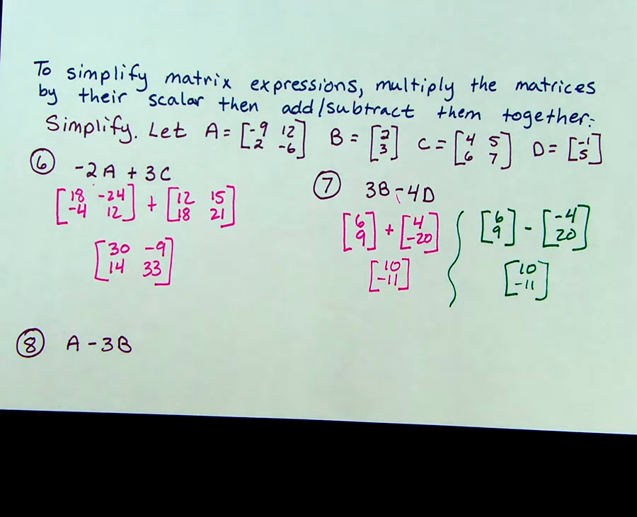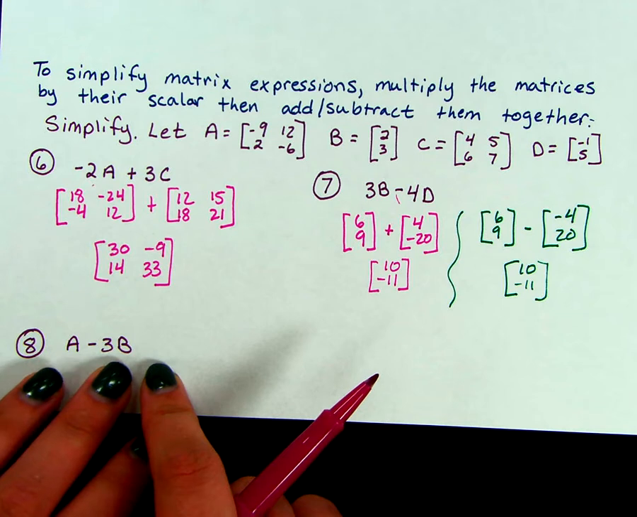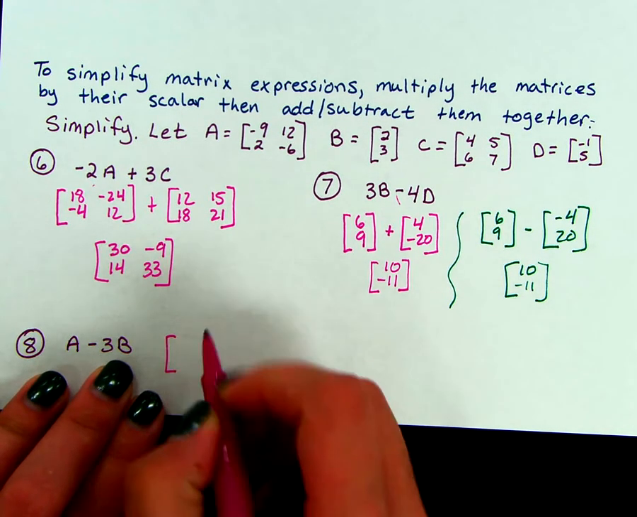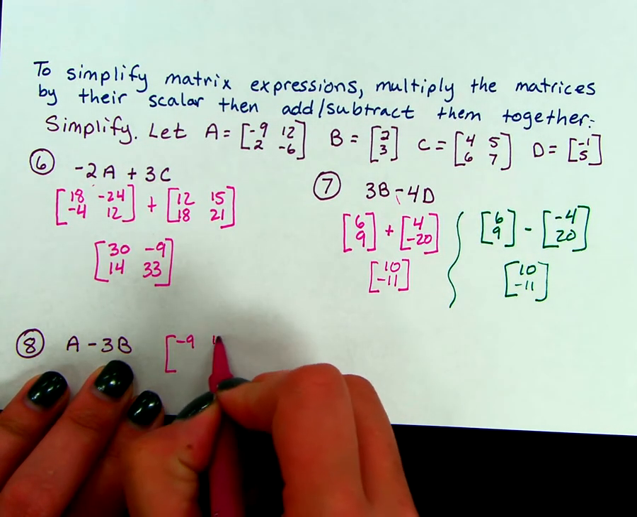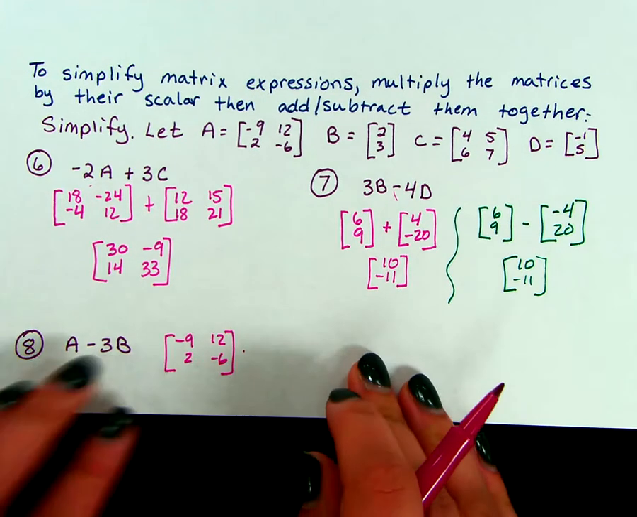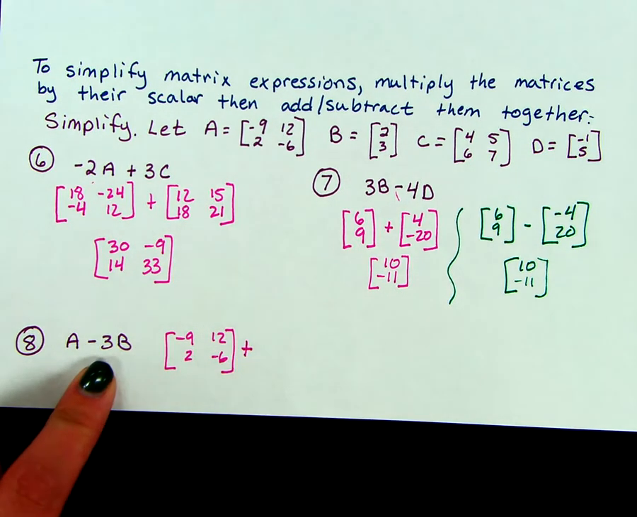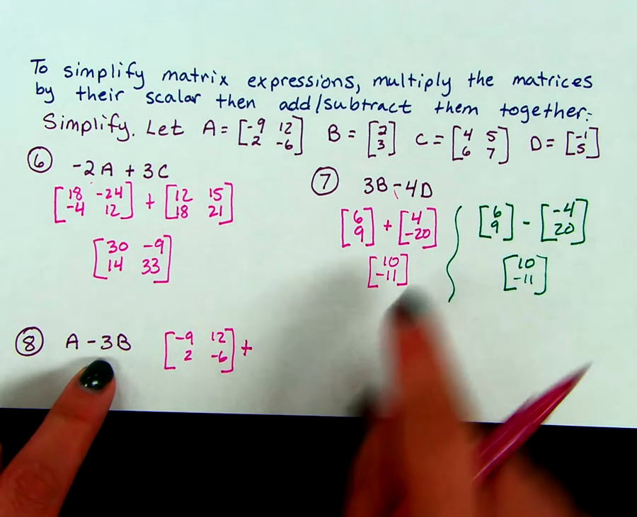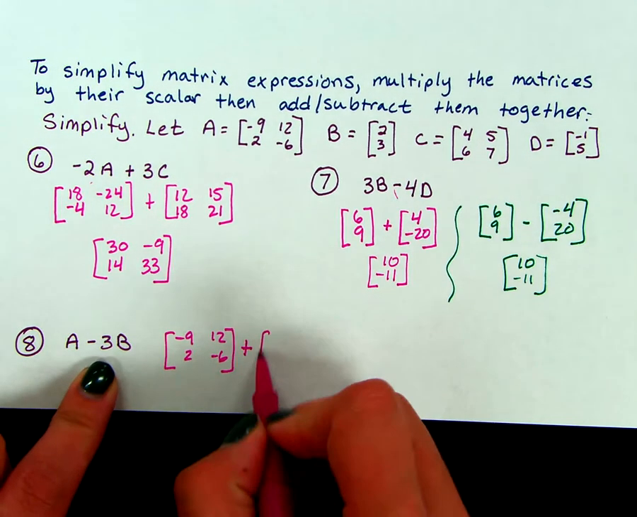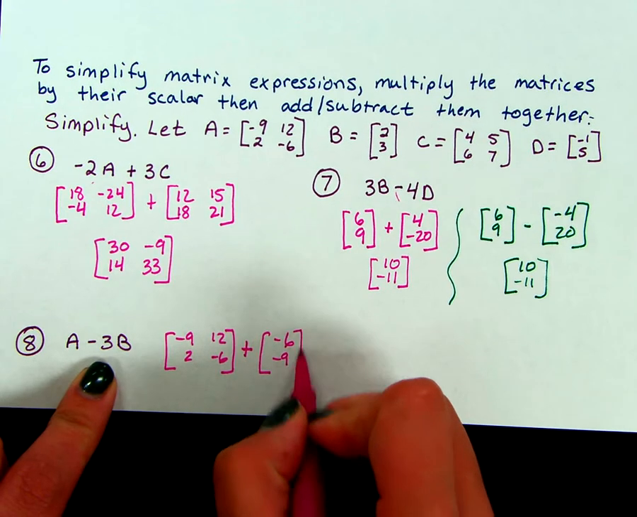Okay. And our last example. So matrix A, we aren't going to multiply to anything. So we would just rewrite it. So -9, 12, 2, and -6. And then we're multiplying, so again, I'm going to multiply the -3 in, so I'm going to put a plus here. So -3 times B is going to give us -6 and then -9.